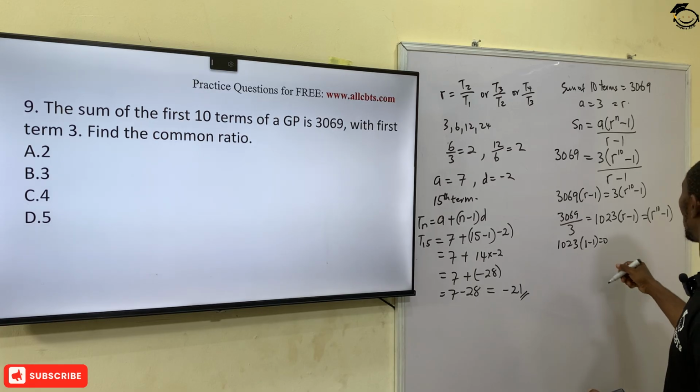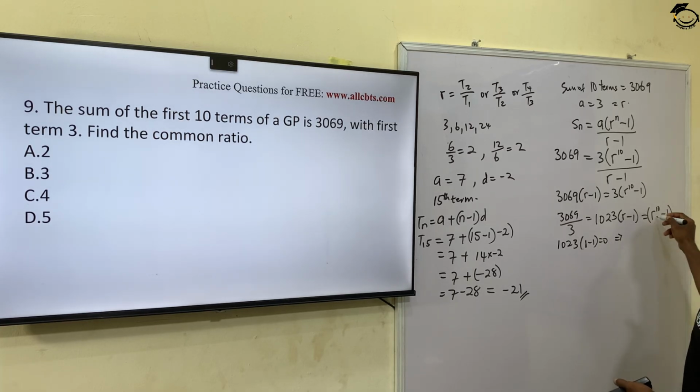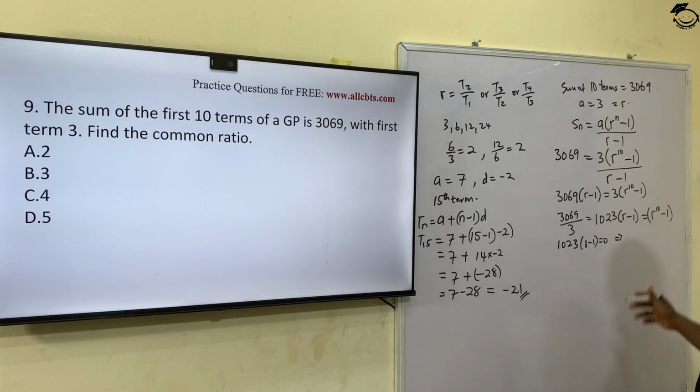So this will give us 0. Now looking at the right-hand side, 1 raised to power 10 will still give us 1. So 1 minus 1 will also give us 0, all right?